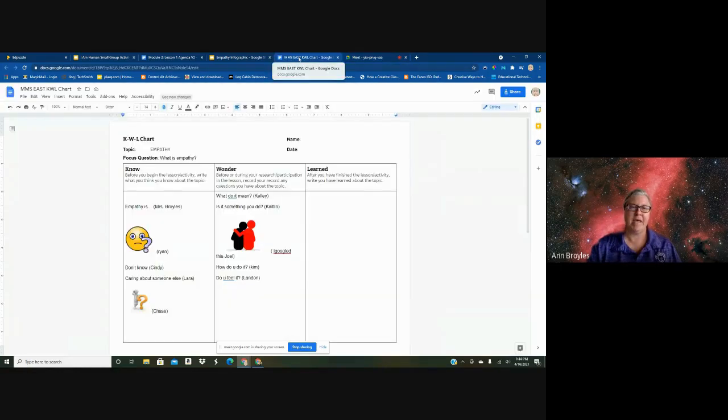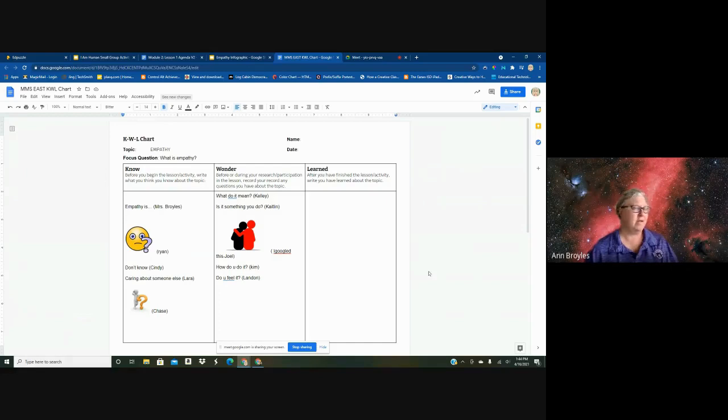So let's look at what we know. I threw out there empathy is, and Ryan put an emoji. He wasn't sure. That's good. If we don't know, we want to make sure we tell people we don't know, because if we don't, then they can't help us understand. Cindy didn't know either. And Laura said it's caring about someone else. And we talked about that a little bit and kind of started to feel like we knew what empathy meant. And then Chase had his clip art with the question mark, and several of you, like Mark and Sean, said, "Yeah, I'm with Chase. What does this mean?"